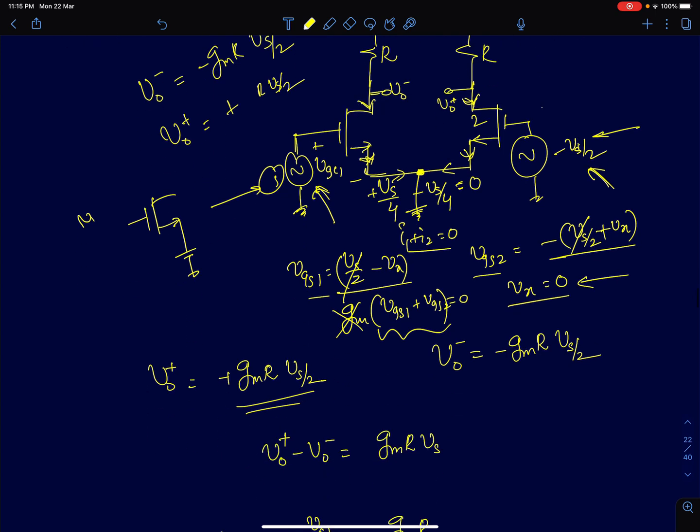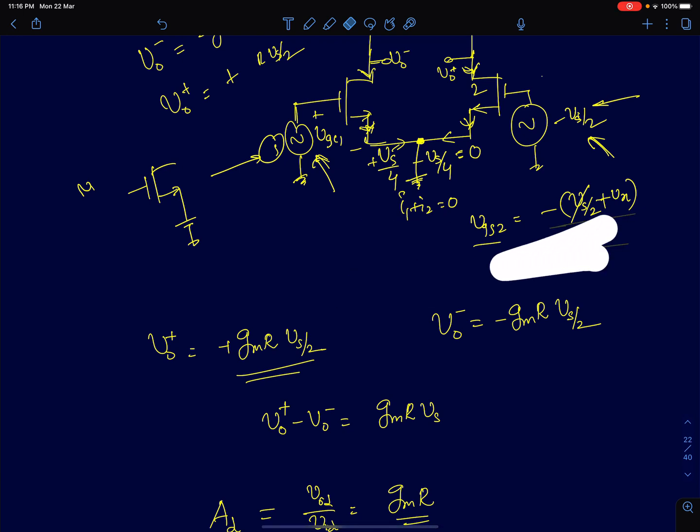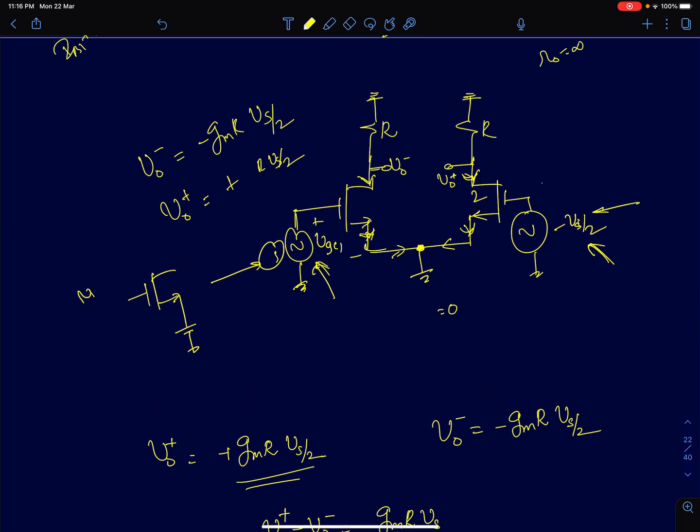Now once we know that, we know the source potential. So the source potential is 0, and we can easily calculate the voltage gain. So the circuit reduces to two common source amplifiers, with inputs plus minus Vs by 2 on either side.